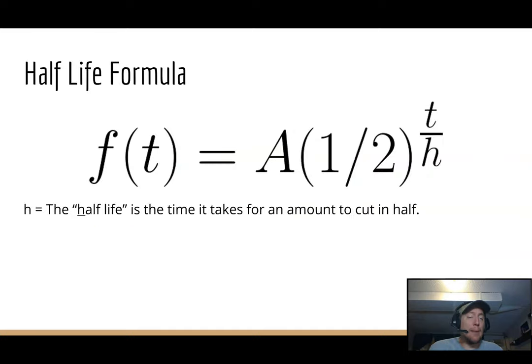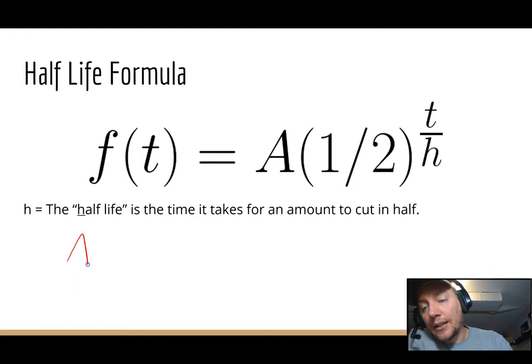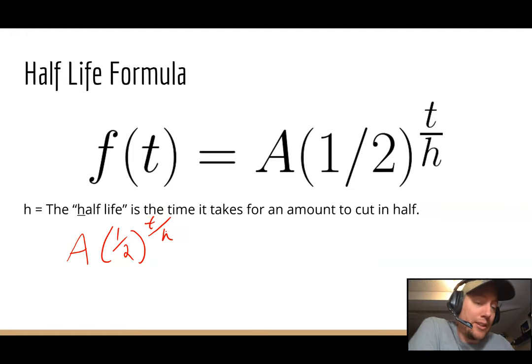One more application type problem is we have something called a half-life formula. So I believe this shows up a lot in science classes, chemistry for sure, that certain radioactive elements have what's called a half-life. This is also how they date really, really old things, carbon dating, stuff like that. So that's how they know how old dinosaurs are, because stuff has a half-life. So the half-life is the time it takes for an amount to cut in half.